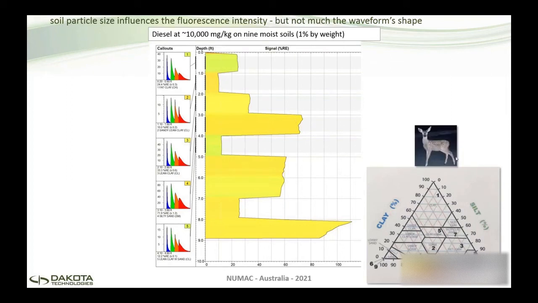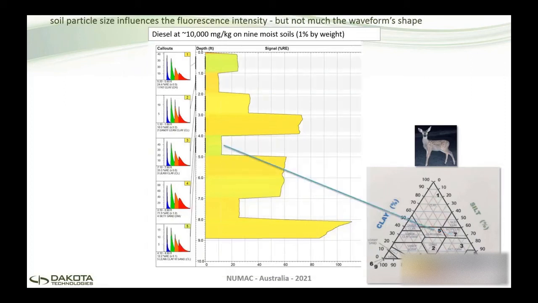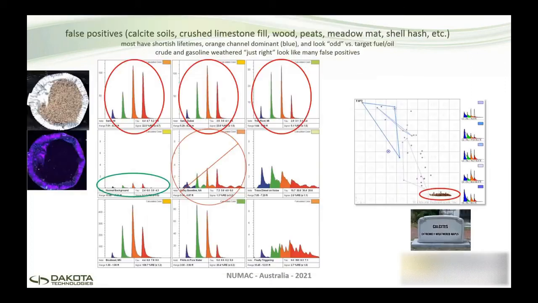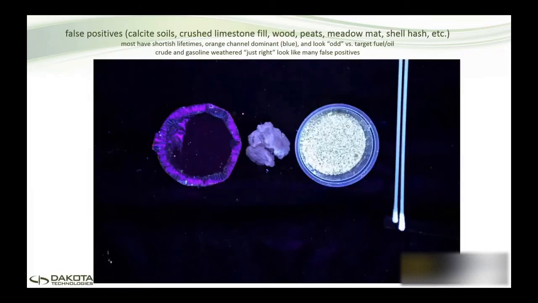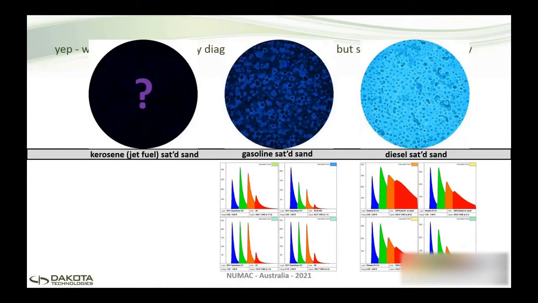Now again, I'm a deer in the headlights when it comes to geologists, but I do know what clay and silt and sand are. Okay, so the different types of soil have different effects, and most of it is due simply to the fact that if you remember those photos, it's these pore spaces, right?